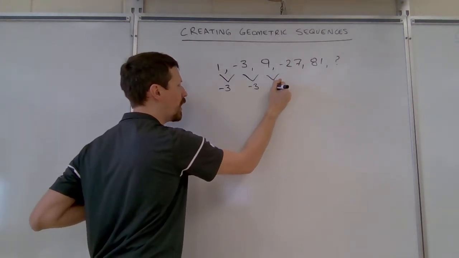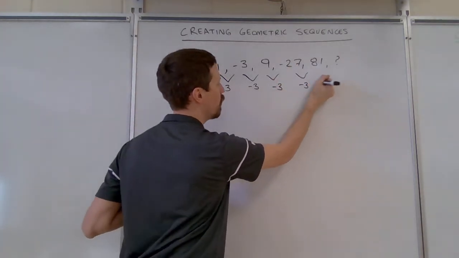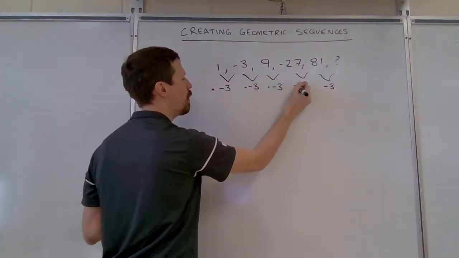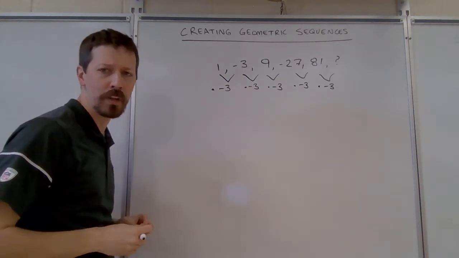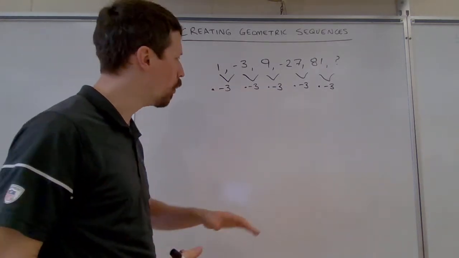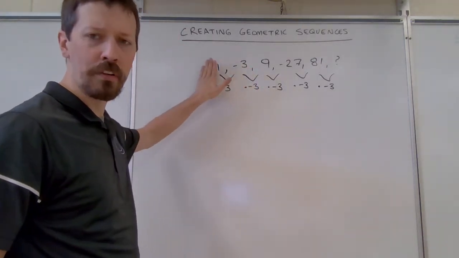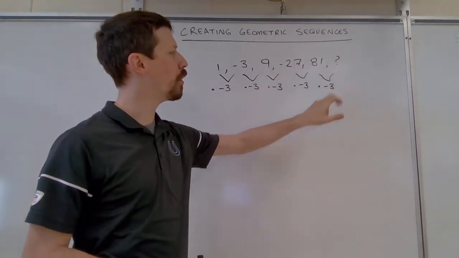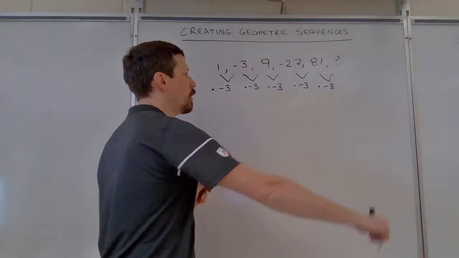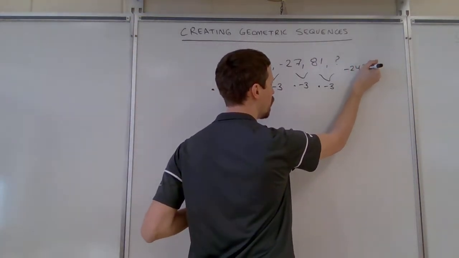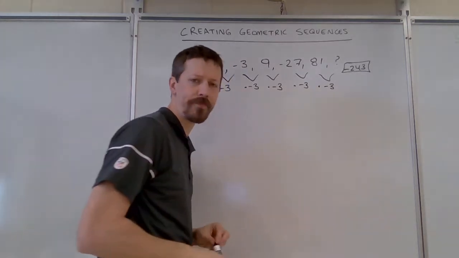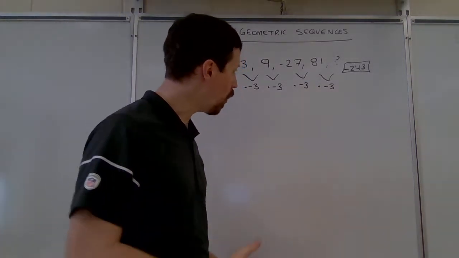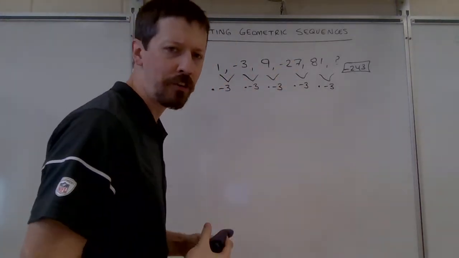Negative 27 divided by 9, it's negative 3. You'll notice that each time it's being multiplied by -3. So to find that common ratio, you're just taking one of the later terms, divide it by the previous term, see what you get. All right, so for my last one, 81 times -3 is going to be -243. So there you go. Hopefully you got all three of those. They weren't that hard, but all three of those are examples of geometric sequences.